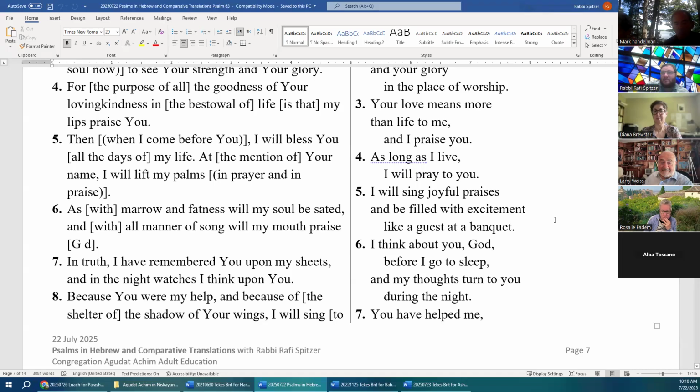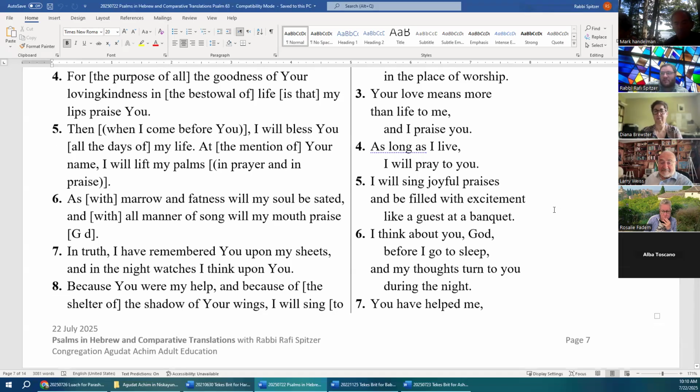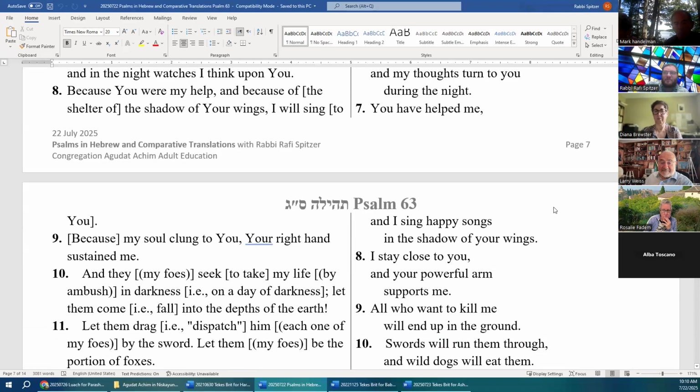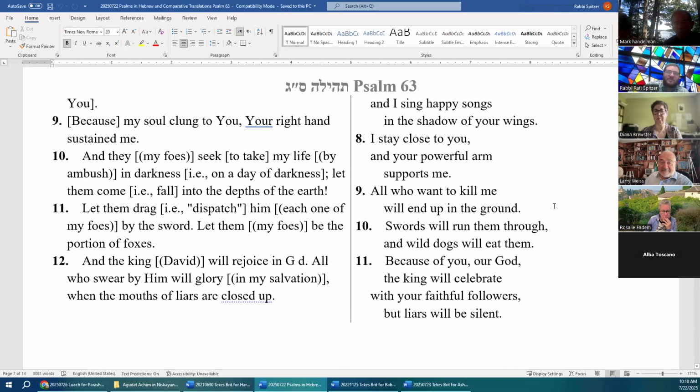I think about you, God, before I go to sleep, and my thoughts turn to you during the night. You have helped me, and I sing happy songs in the shadow of your wings. I stay close to you, and your powerful arm supports me. All who want to kill me will end up in the ground. Swords will run them through, and wild dogs will eat them. Because of you, our God, the king will celebrate with your faithful followers, but liars will be silent.